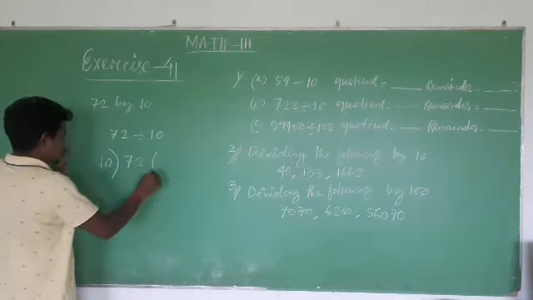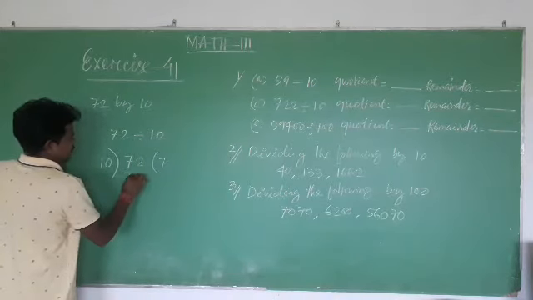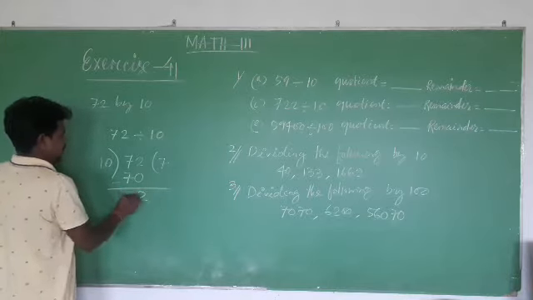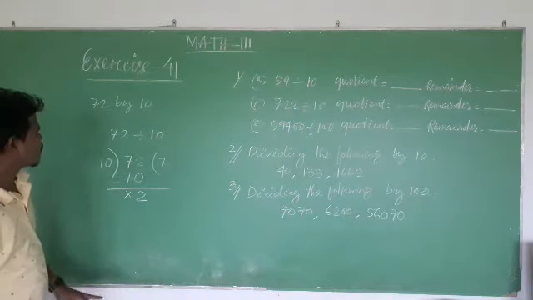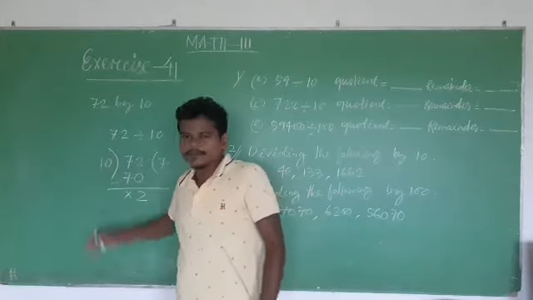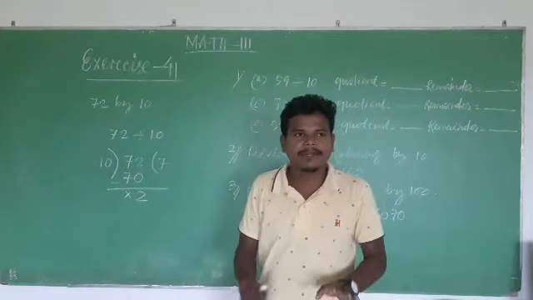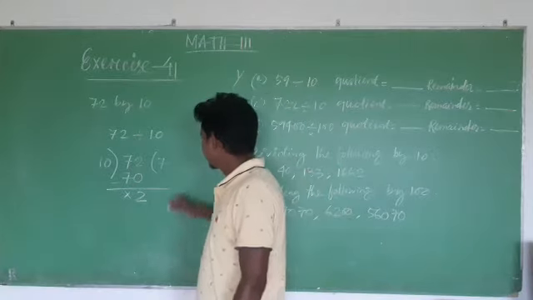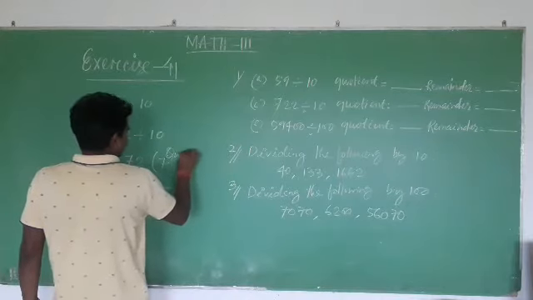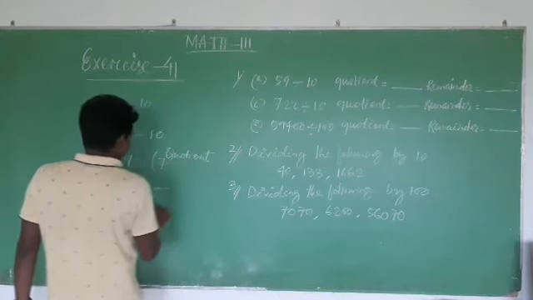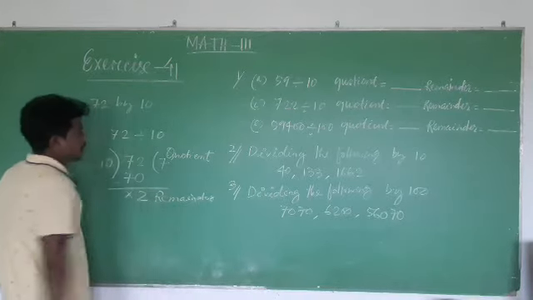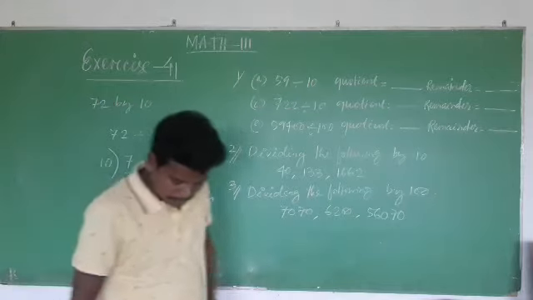I write 10 sevens are 70. Now subtracting, we get 2. 2 is smaller than the divisor 10, so 2 is taken as the remainder, and the quotient is 7. This is the quotient and this is the remainder.